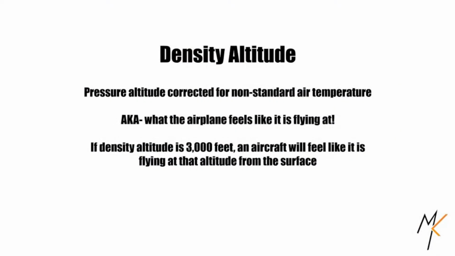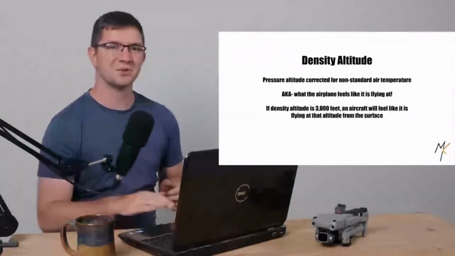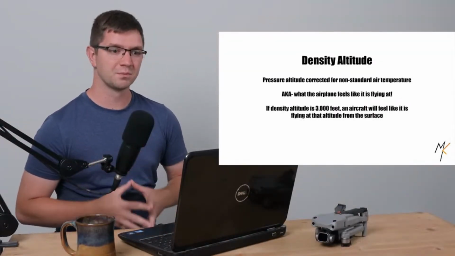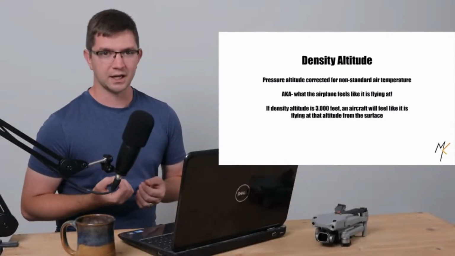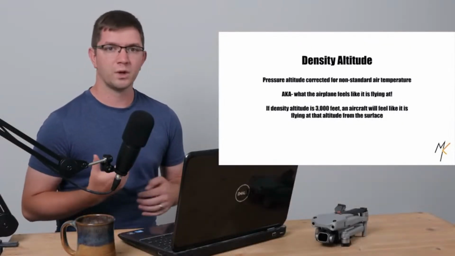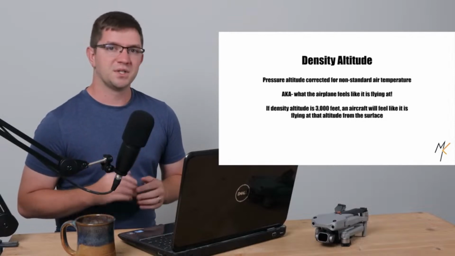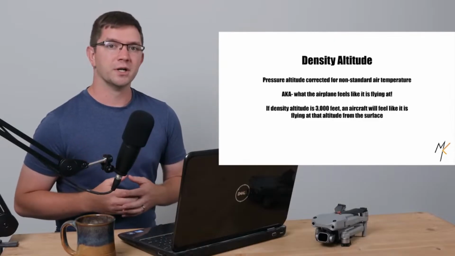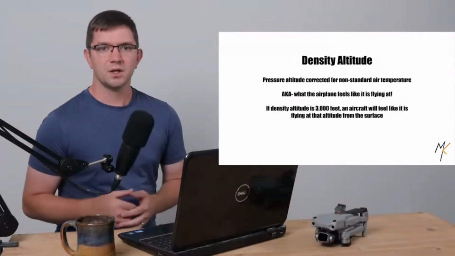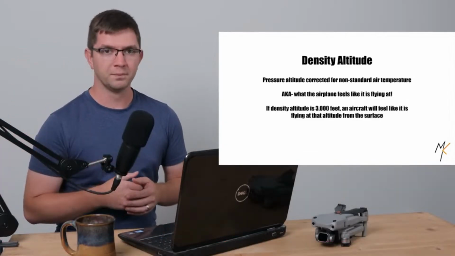Density altitude. By definition, it is pressure altitude corrected for non-standard temperature. Now, that probably makes absolutely no sense to you at all, so let's just bring out the Cliff Notes version of this. Density altitude is the altitude that an aircraft feels like it's flying at. An example would be if the weather report tells us the density altitude is 3,000 feet at the surface. That means aircraft taking off from a runway are going to feel and perform as if they're operating from an altitude of 3,000 feet. So, the higher the density altitude, the poorer the aircraft will perform.